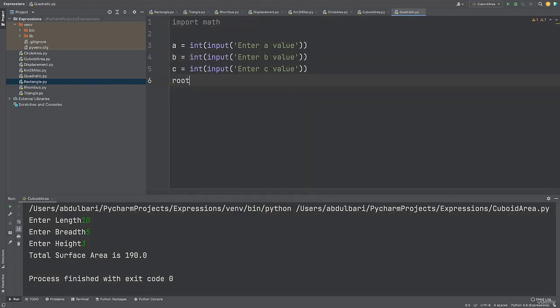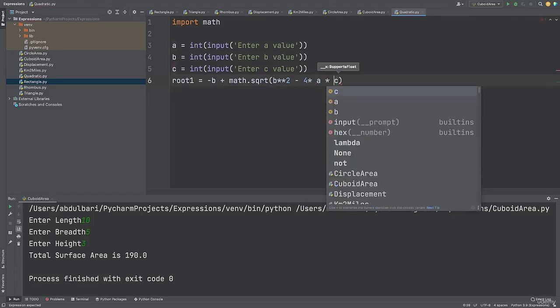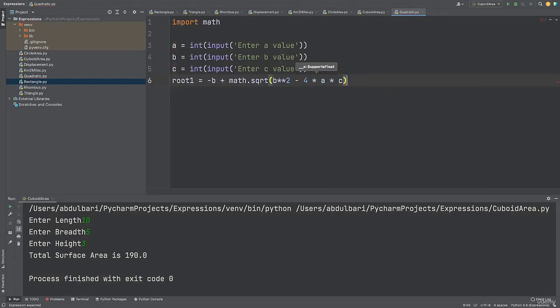Now I will find out root 1. Root 1 is minus b, plus math dot sqrt of b square, so I will use the power operator, minus 4 multiplied by a multiplied by c. Alright. 4 into a into c, and this entire thing should be inside bracket. Then divided by 2 multiplied by a, and this is also inside the bracket. That's all. So this is root 1.